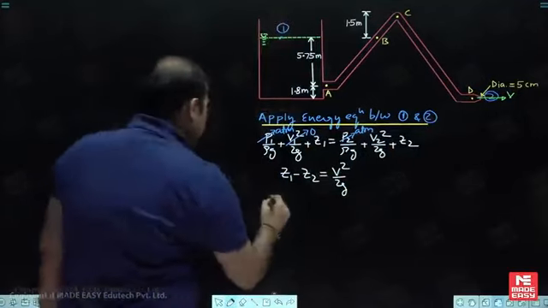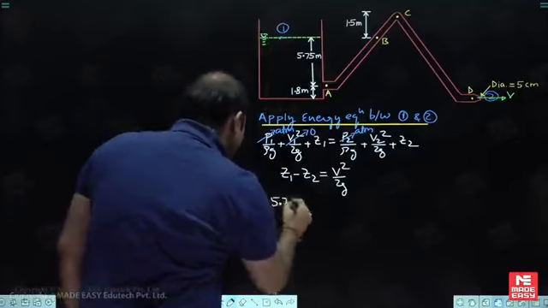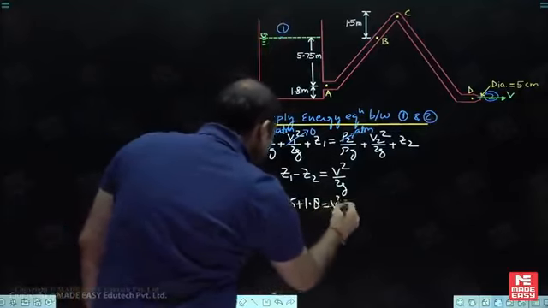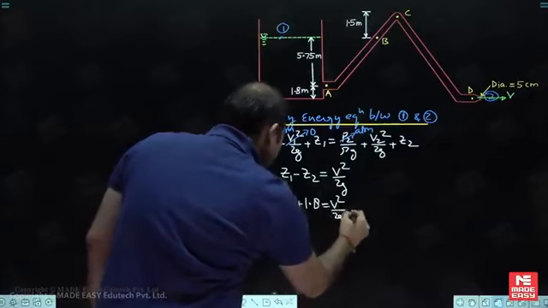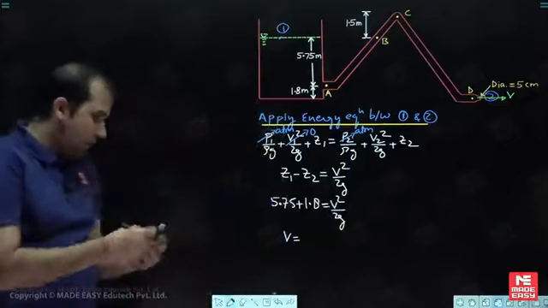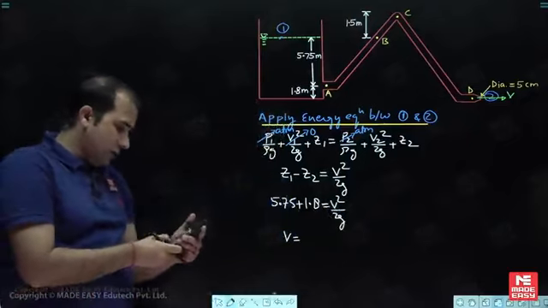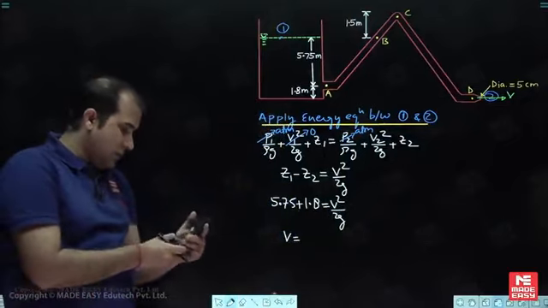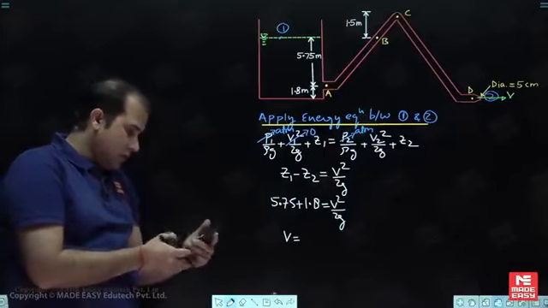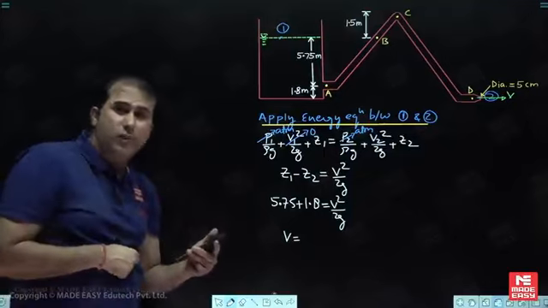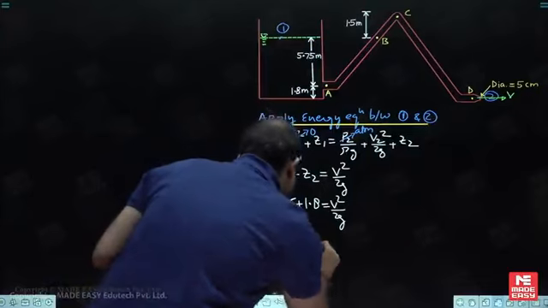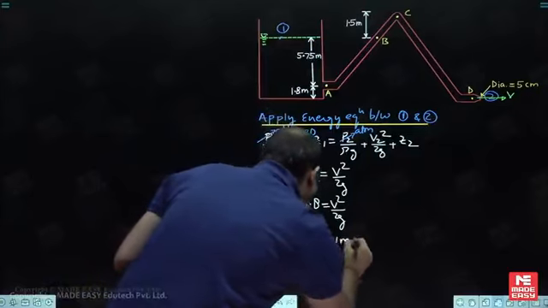So my dear, 5.75 plus 1.8 is equal to V square by 2g. From this we get the value of V. Calculate this value of V: 5.75 plus 1.8, my dear, multiplied by 2 multiplied by 9.81, and the square root of this is 12.171 meter per second.